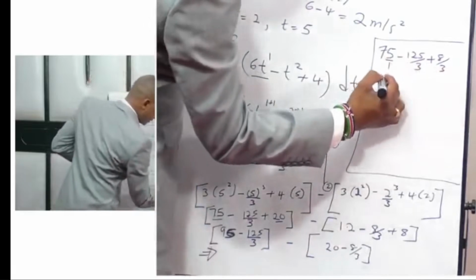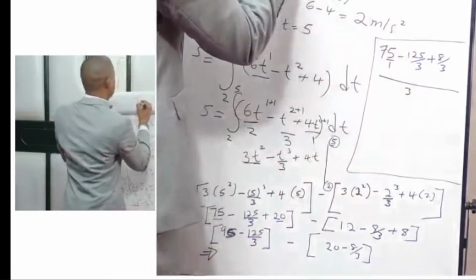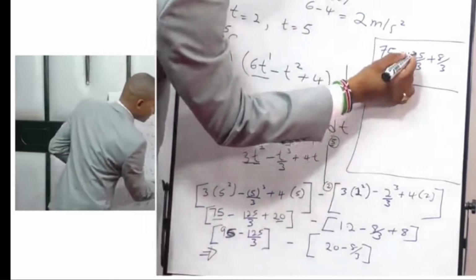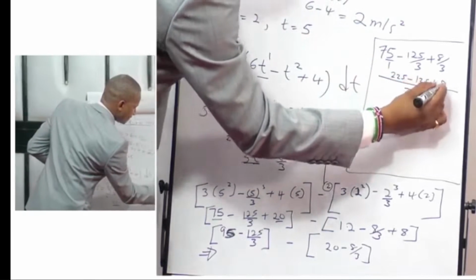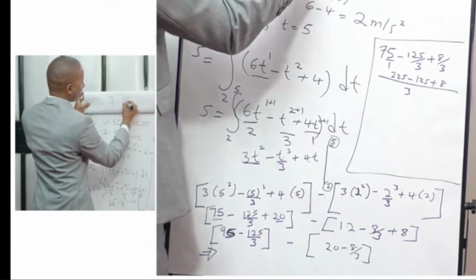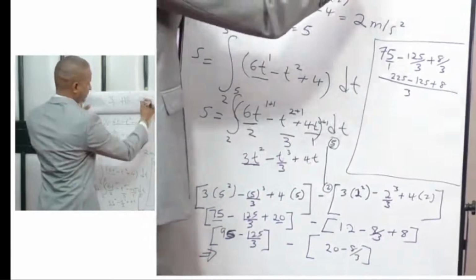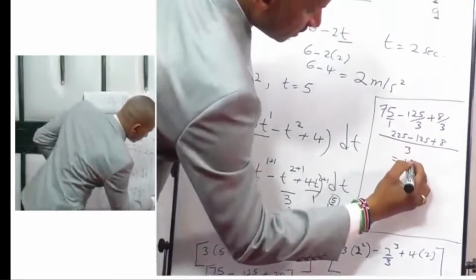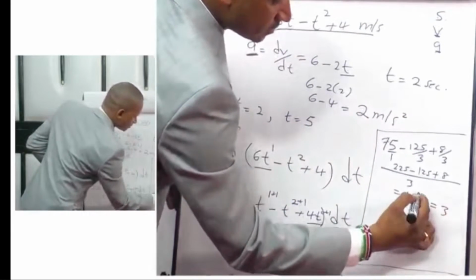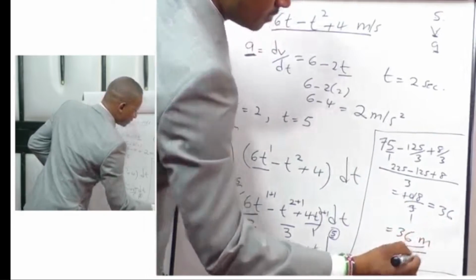Here the LCM is 3. 75 times 3 is 225. 225 minus 125 plus 8. So 225 minus 125 is 100. Plus 8 is 108 over 3. So this is 108 over 3. 3 goes here once, here 3 times, into 18, 6. So the distance is 36 meters.